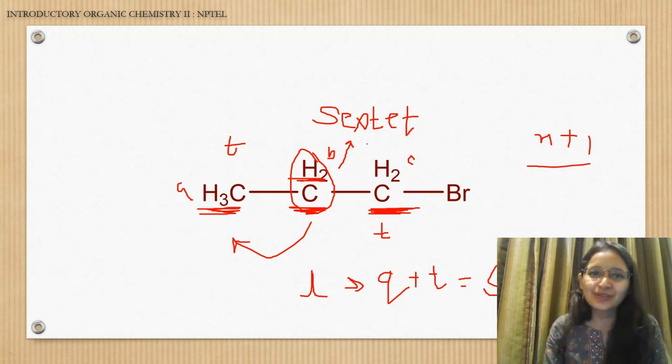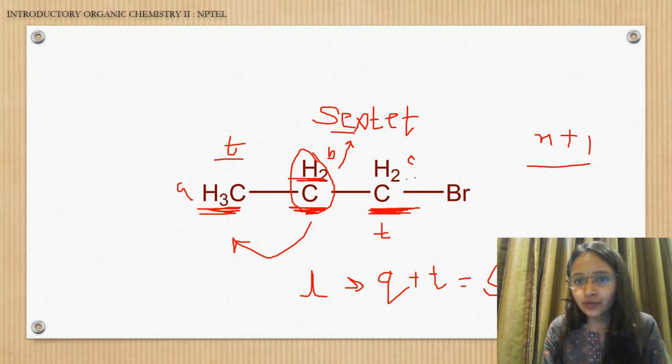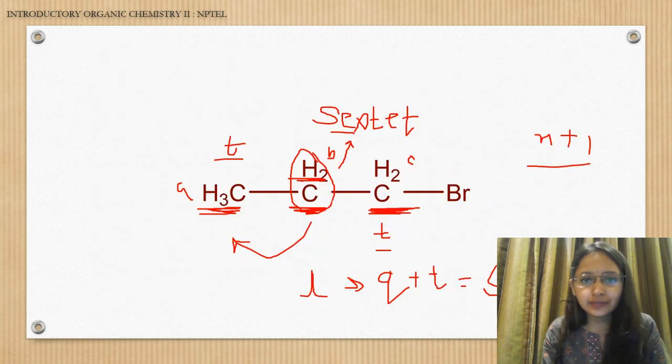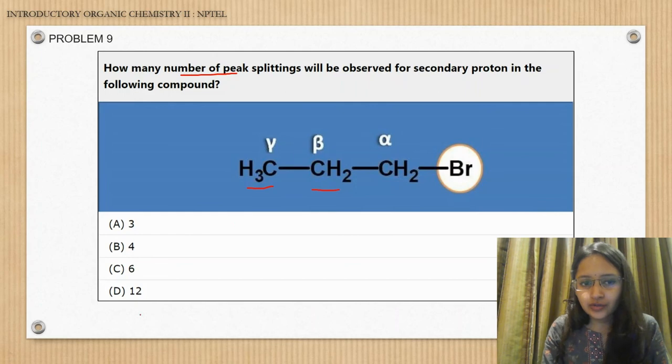So see what happens here is you are getting a sextet, and for this you have a triplet, and for this also you have a triplet. So the question is asking how many peak splittings will be there. So splitting we have calculated. So total number of splitting will be like 3 plus 3 plus 6. So that will be 12. So the correct option will be D. How is it coming as 12?